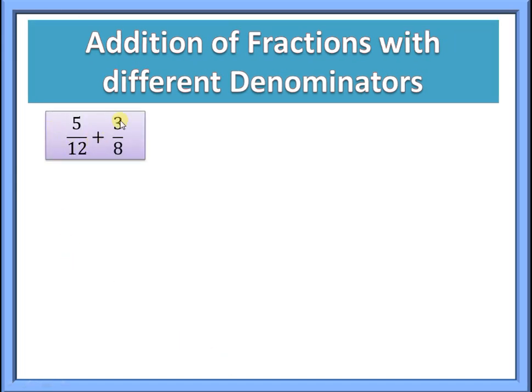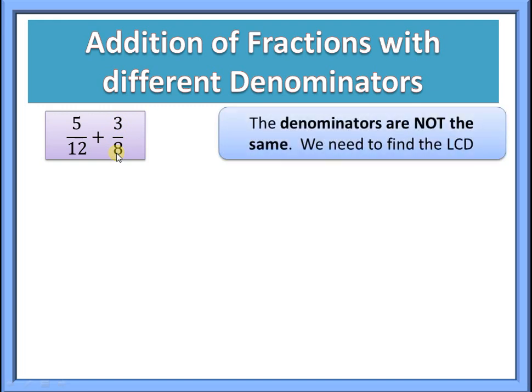5 over 12 plus 3 over 8. The denominators are not the same. We need to find the LCD. So, here, how it looks like. So, 12 and 8 will be placed here. Again, we will think of a number that could divide 12 and 8. The answer is 4. Then, let's find the answer. 12 divided by 4 is 3, and 8 divided by 4 is 2.